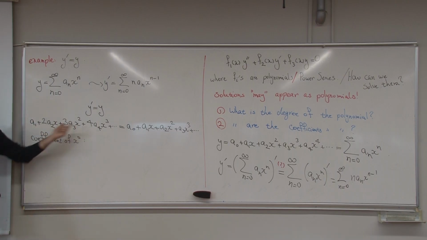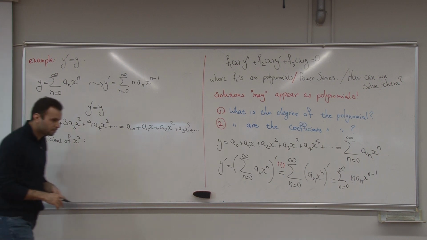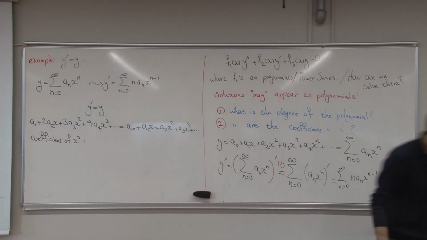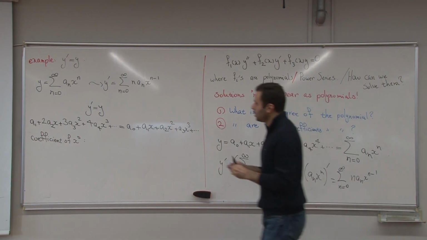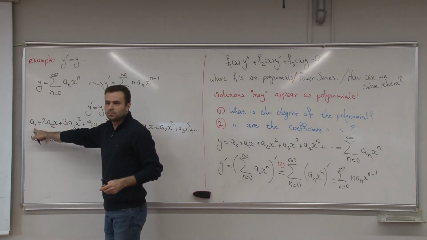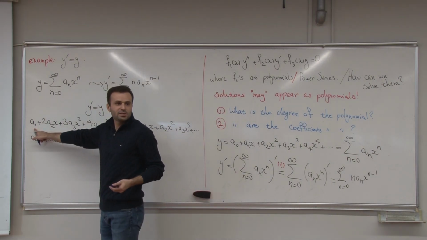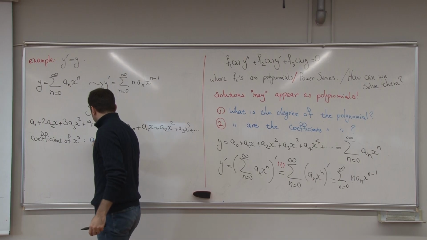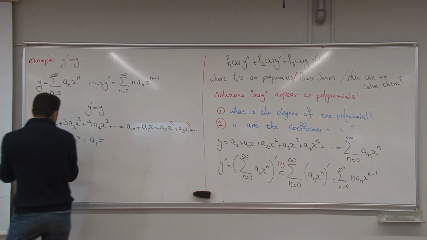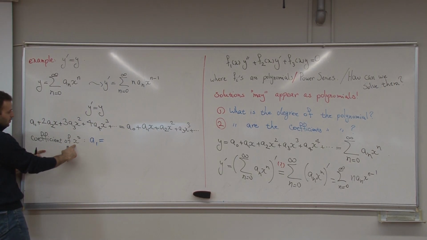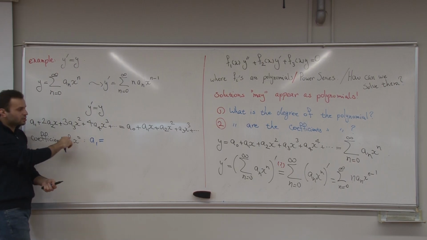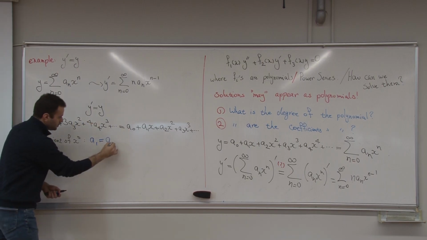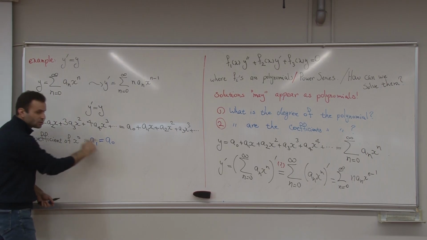What is the coefficient of x to the power of 0 in the left hand side? A1. It is the term which appears without any x's. What is the coefficient of x to the power of 0, or the constant, in the right hand side? a0. Oh, we have already found something.